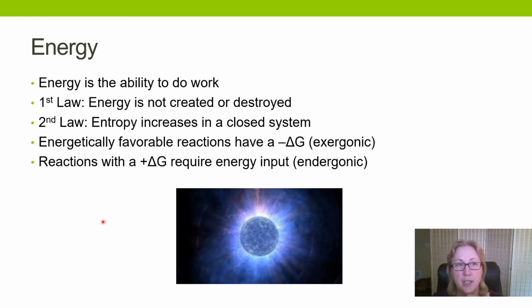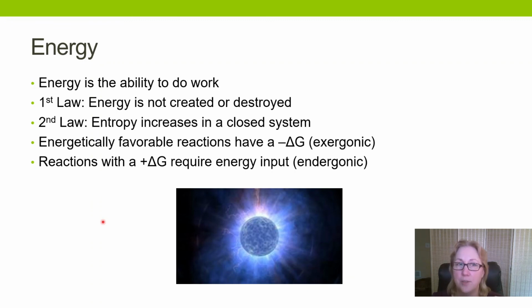So again, energy in biology, we're interested in the ability to do work. The first law, energy is not created or destroyed. It is only transformed from one form to another. So in biology, the kind of energy transfer we're most interested in is energy of sunlight being converted into the potential energy in chemical bonds and the potential energy of ion gradients, and that potential energy being used to do cellular work. The second law, entropy increases in a closed system.